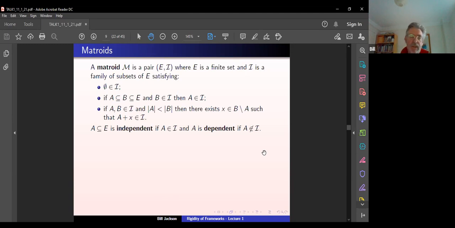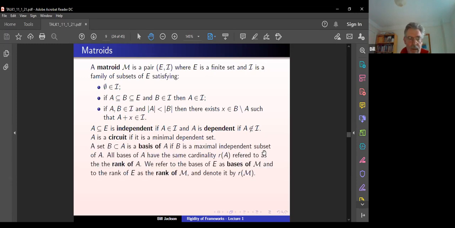So some more terminology. As I said, the subsets of E which belong to I are called independent sets, and the subsets of E which don't belong to I are called dependent sets. A circuit is a minimal dependent set, so it's a dependent set for which all proper subsets are independent. We have the idea of a base of any subset of E. Given a subset A of E, a base of A is a maximal independent subset of A. And the third axiom tells us that all bases of A have the same size.